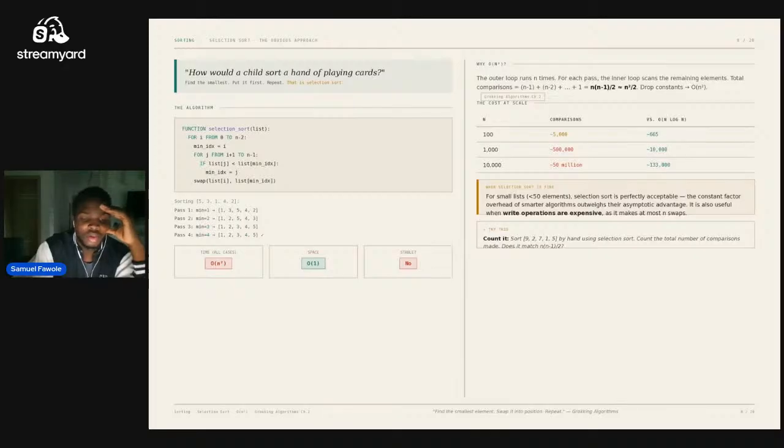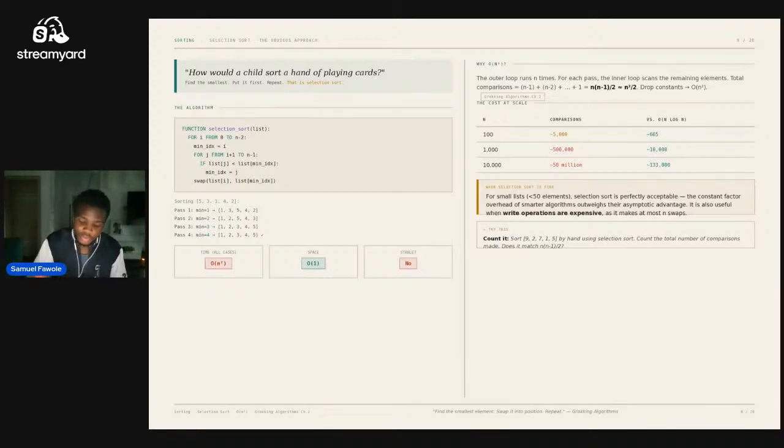Then the next step, we check 3 and 1, we swap. The next step, we check, sorry. I think there's an error in the way they wrote this, which is confusing me. So let me just do it myself.